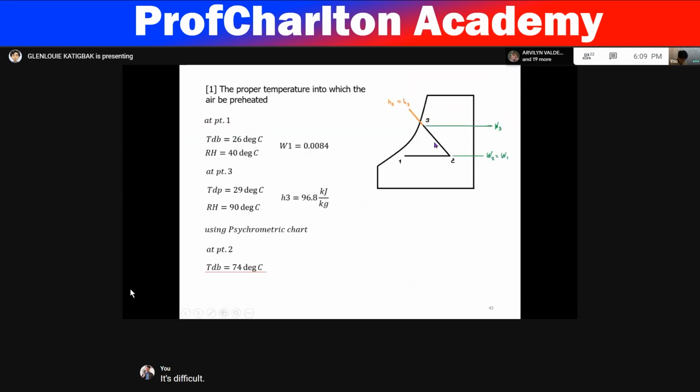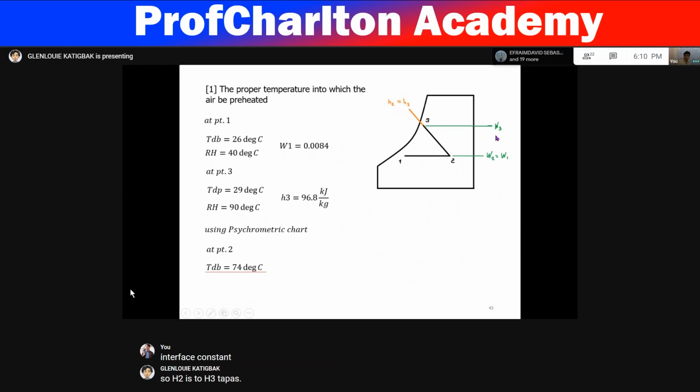Ito yung psychrometric chart natin. Since adiabatic siya, 1 to 2 is sensible heating, yung W2 tsaka W1 is equal lang. At sa point 3 naman, sinabi yung dew point temperature na 29 degrees Celsius tapos yung relative humidity na 90%. Tapos yung H3 niya, nakuha natin at 96.8. Sa pag-adiabatic, sinabi nga, sir, wet bulb is constant, or yung enthalpy is constant. So, H2 is equal to H3.